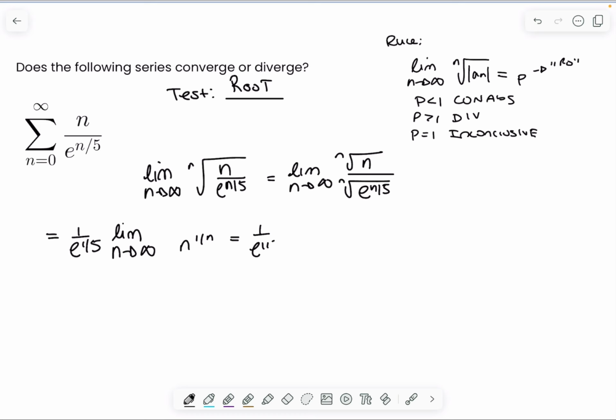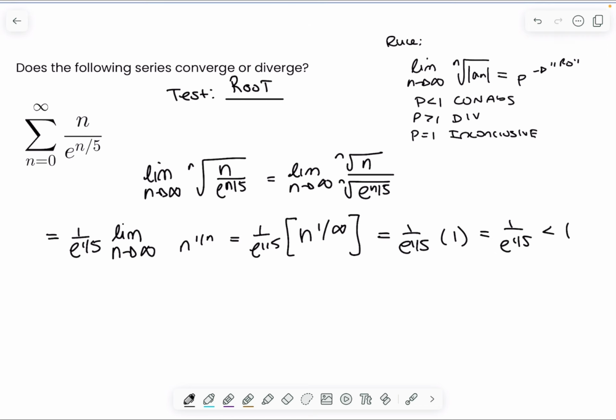And then when we plug in infinity, that's just n to the 1 over infinity. Remember that 1 whole divided into infinitely many pieces becomes infinitely smaller, so small it becomes 0. We have n to the 0, anything to the 0 is 1, so we just have 1 over e to the 1/5, and 1 divided by something is going to make that smaller than 1. So since rho is less than 1, that means that this series converges absolutely.